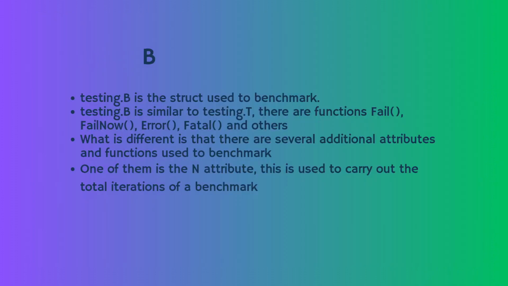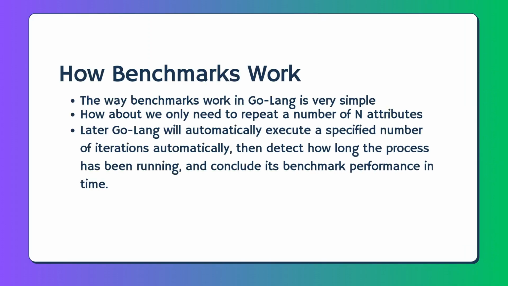How benchmarks work. The way benchmarks work in Golang is very simple. We only need to repeat a number of N attributes. Later, Golang will automatically execute a specified number of iterations, then detect how long the process has been running, and conclude its benchmark performance in time.